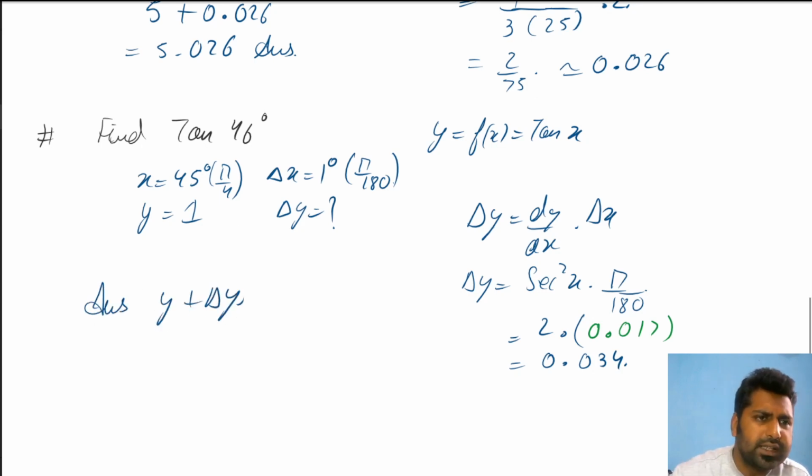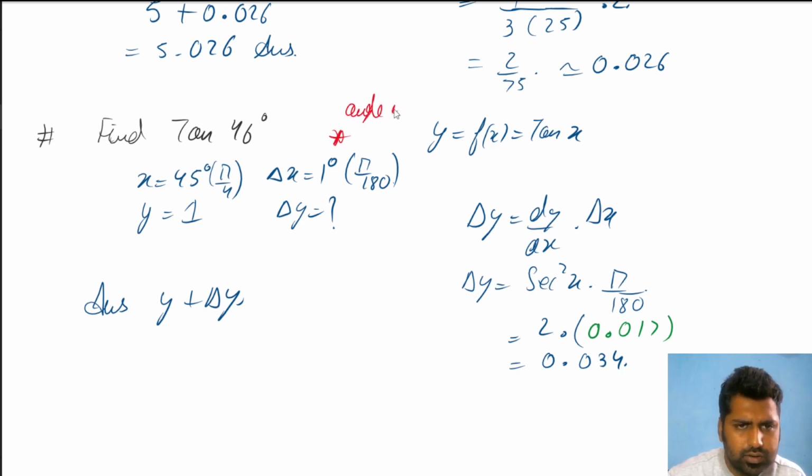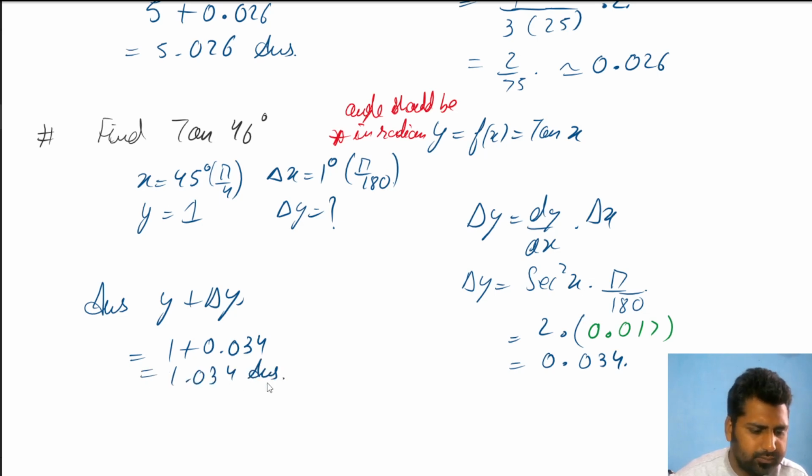So remember, only the key step is that angle should be in radian, not degree. That's it. So 1 plus 0.034, 1.034. You can do it now for power 1 by 3, 1 by 4. You can calculate for almost everything, these approximated values.